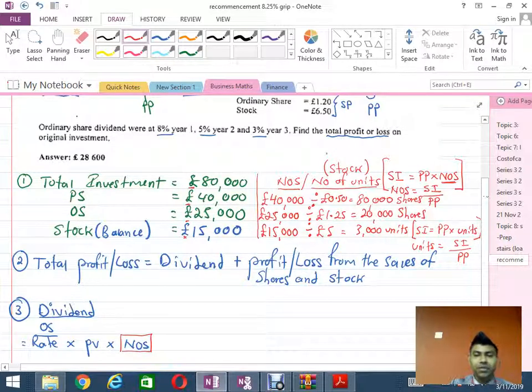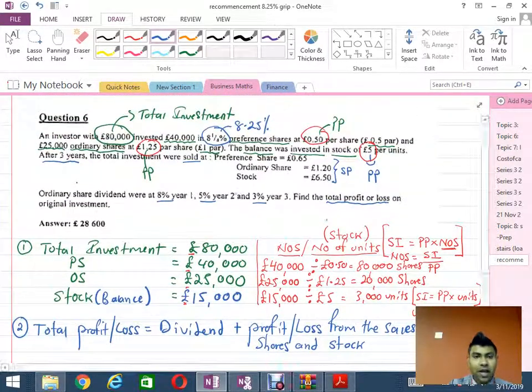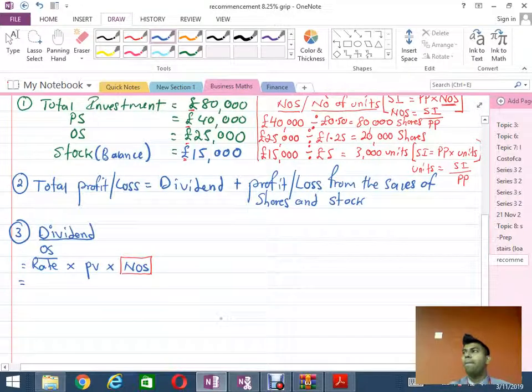Okay, now, so we already find the missing values. Now we can go back to the dividend here and then work out the answer. So what do you do? Now you plus all these 3 dividend rates, correct? How much you get? 8% plus 5% plus 3%. How much you get? 16. So 16 comes here.